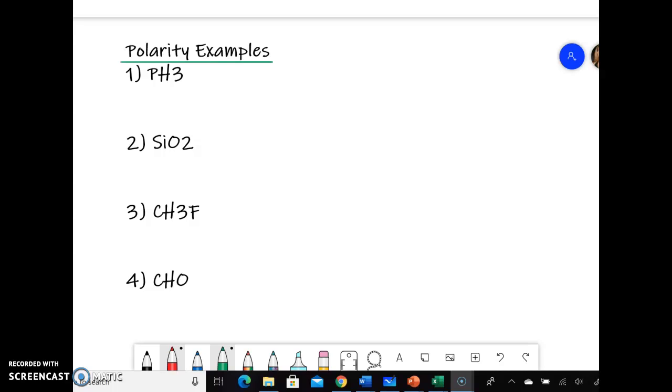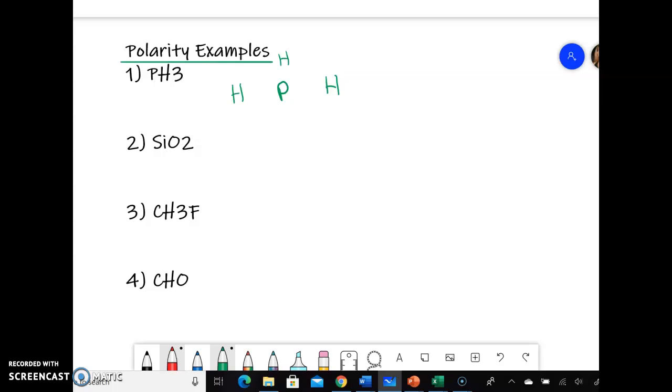All right, for this video, I'm going to give you some examples of how to determine whether something is polar or nonpolar, and then we're going to go over interparticle forces as well. So the first thing you want to do to determine polarity is to actually draw the Lewis dot diagram. For example, this one, we're going to put P in the middle, then we're going to spread it out with the hydrogens. You want to try to make it as symmetrical as possible.